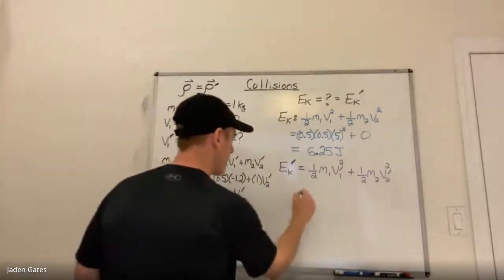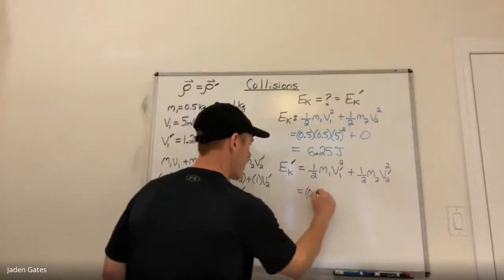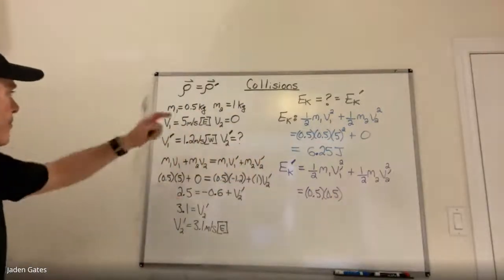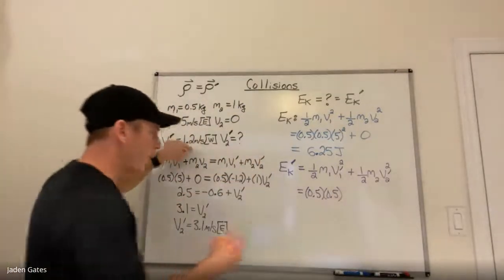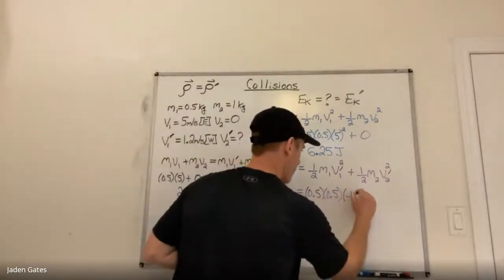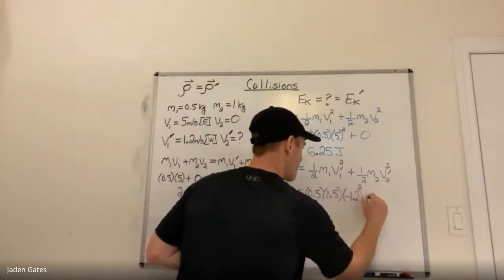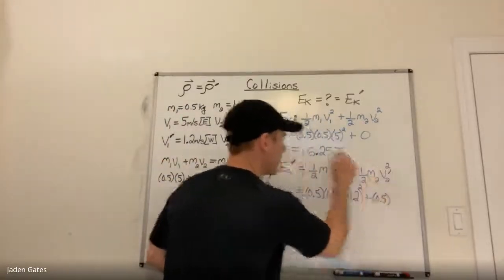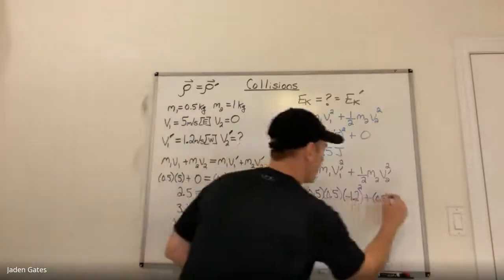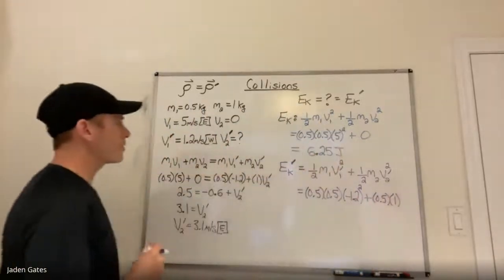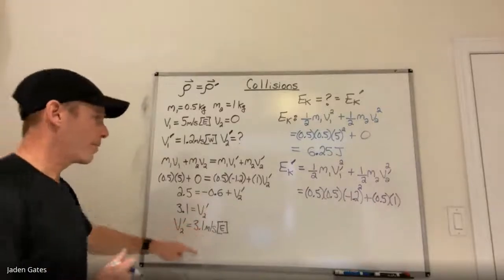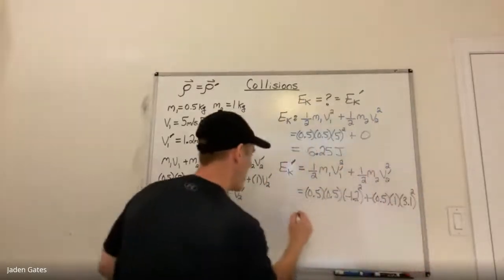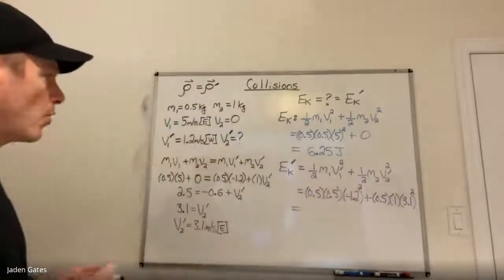So substituting my values here. I have a half, that's 0.5. The mass was 0.5. And my velocity after the collision, negative 1.2 squared. Plus, running out of room here, I have 0.5 as the half. The mass 2 was 1. And the velocity afterwards, we found that out, 3.1 squared. So I have to do the exponents and then the multiplying.